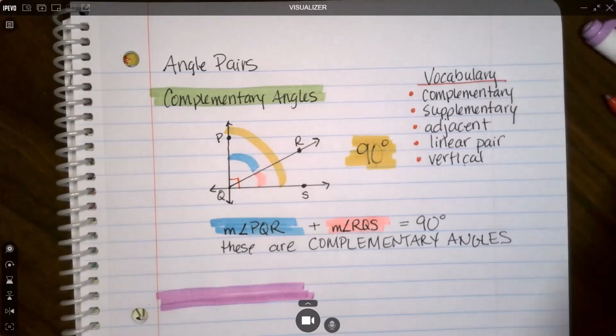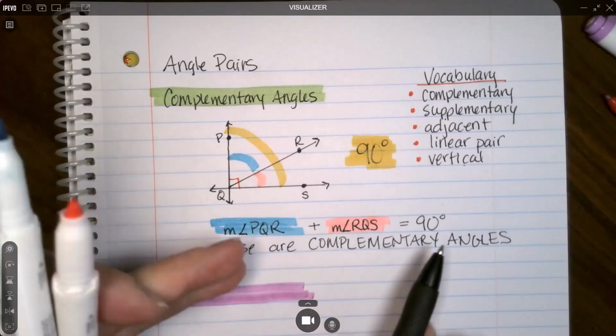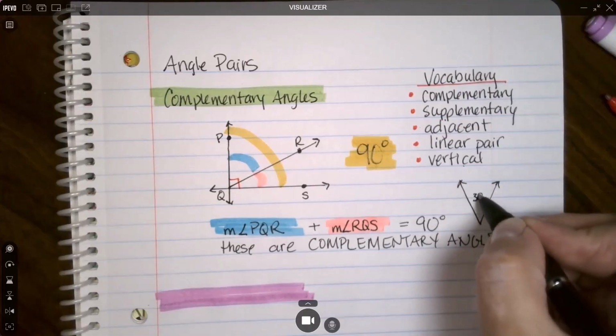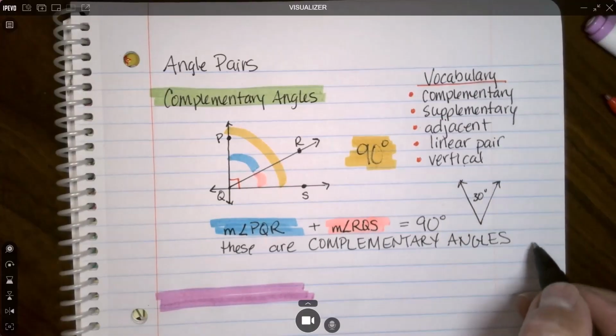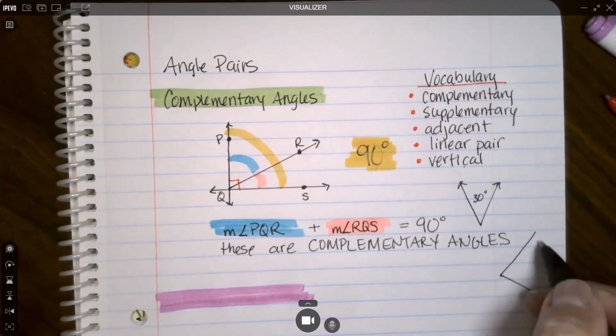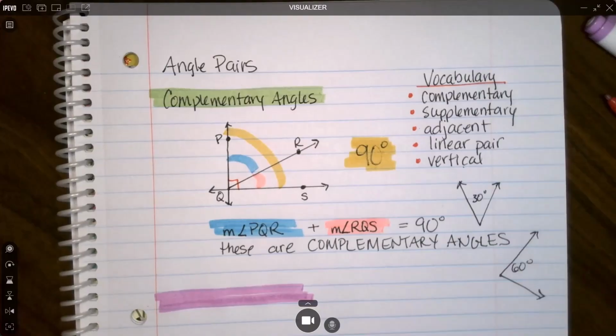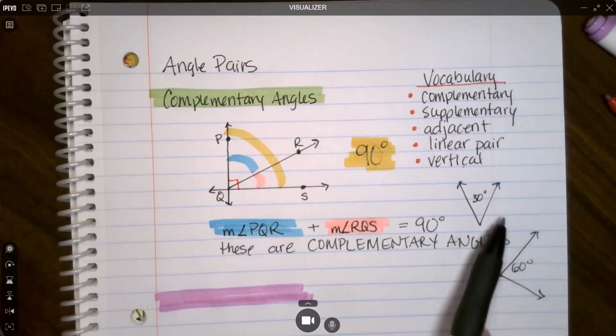Oh, a point about complementary angles is they don't need to be next to each other like this. This is the easiest way to teach it, but complementary angles could be split apart. So if I had an angle over here that was 30 degrees, and another one over here, let's just say 60 degrees, these two would also be called complementary angles because 30 plus 60 is 90. They don't need to be right next to each other. They don't have to share a side. We'll talk about what that means in a second. That's adjacent if that's the case. But these are complementary angles too.